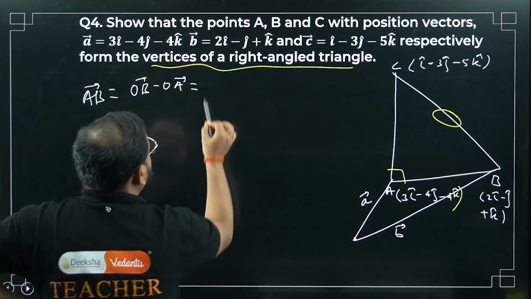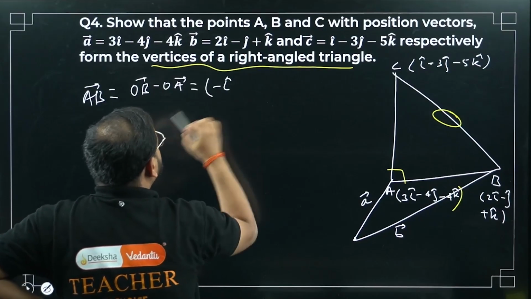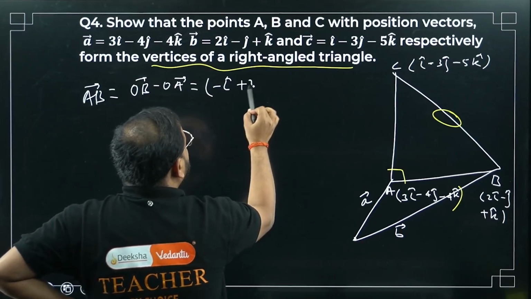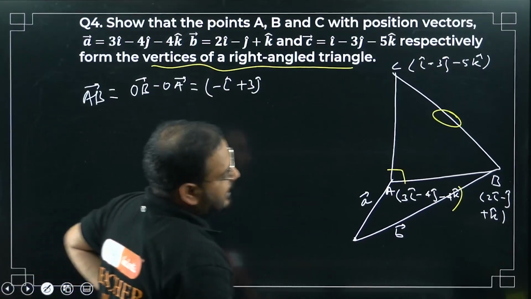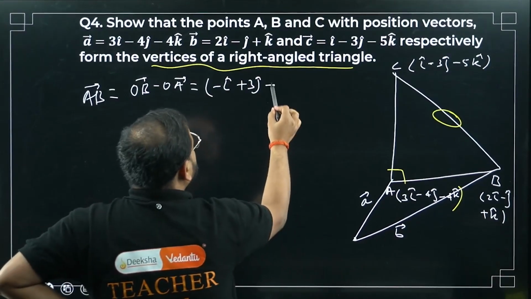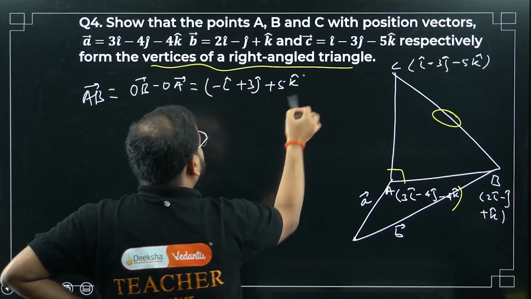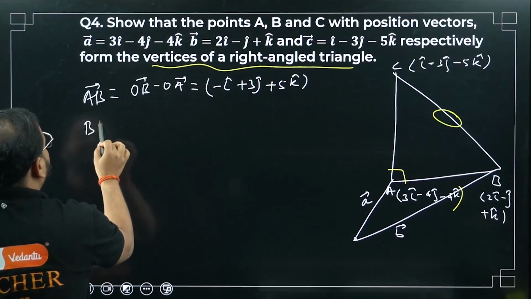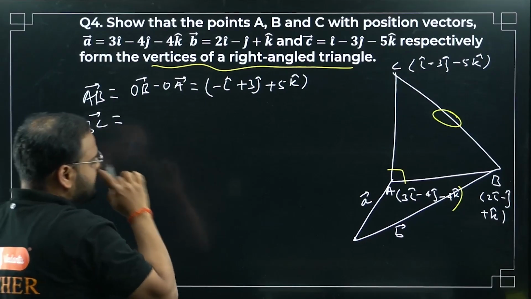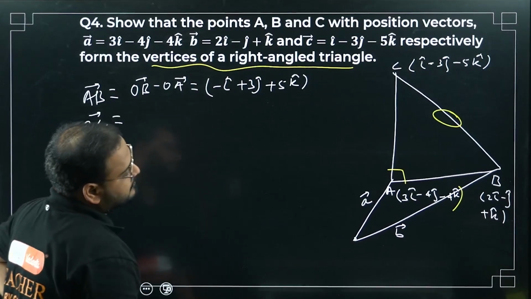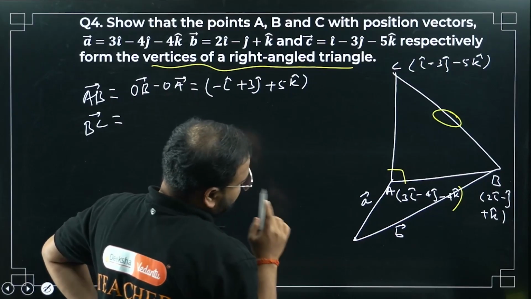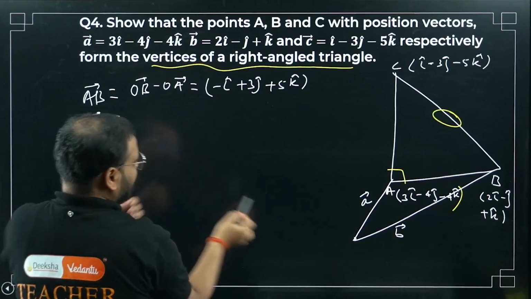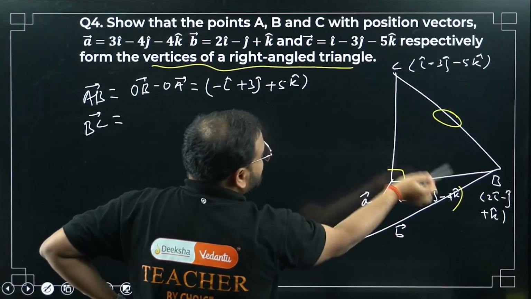2i cap minus 3i cap, so minus i cap. Next, minus j cap minus 4j cap, so plus 3j cap. And k cap minus 4k cap, so plus 5k cap. This is just the vector AB. Next I'm going to find the vector BC. Please check. For that I have to do OC minus OB, right?